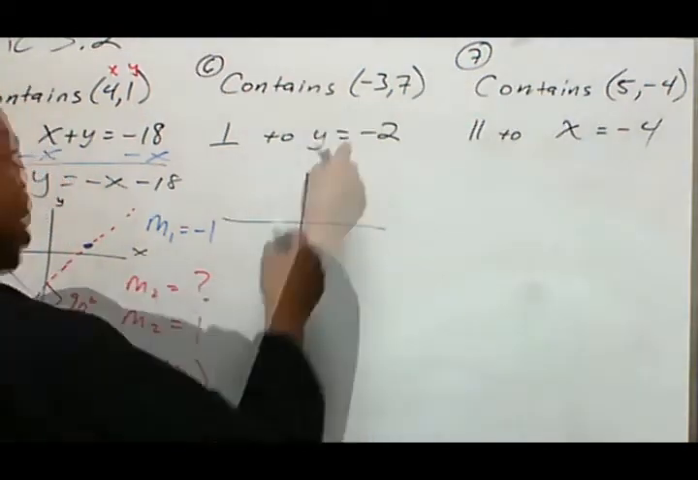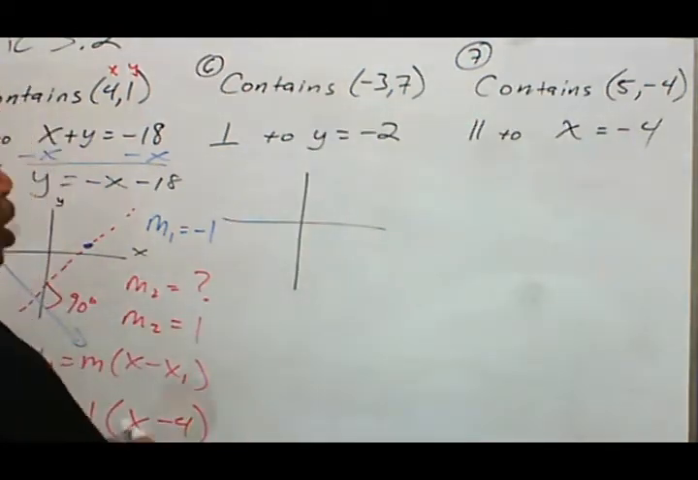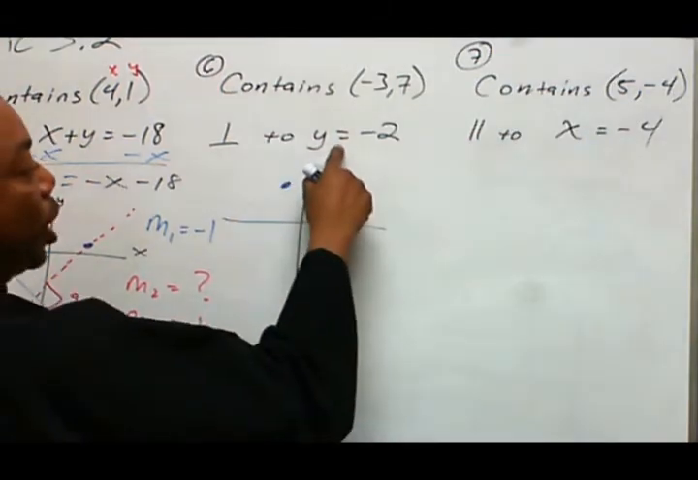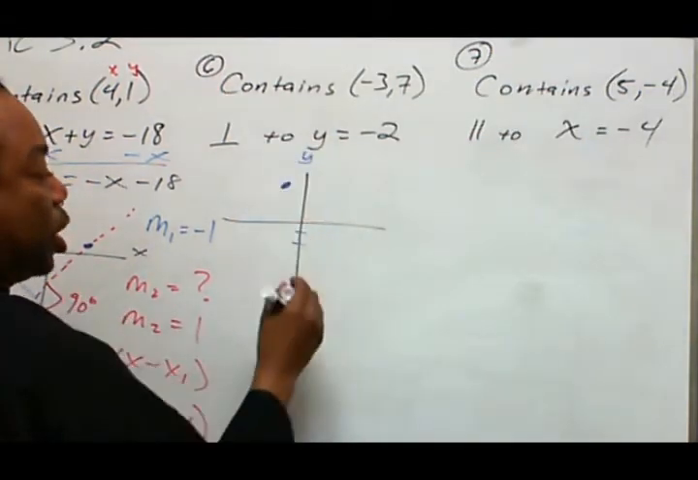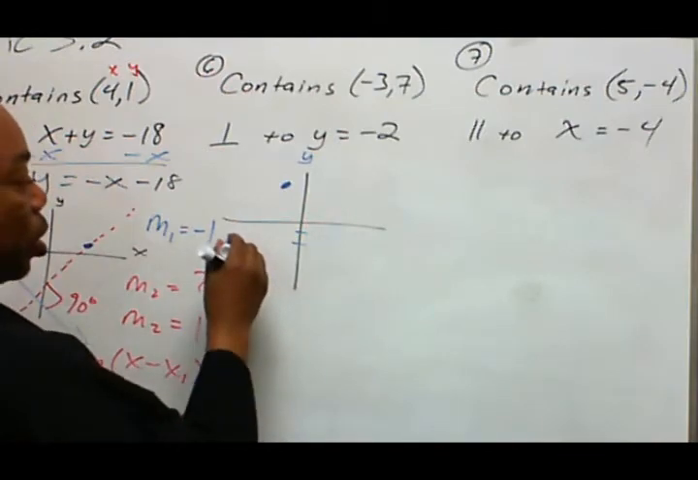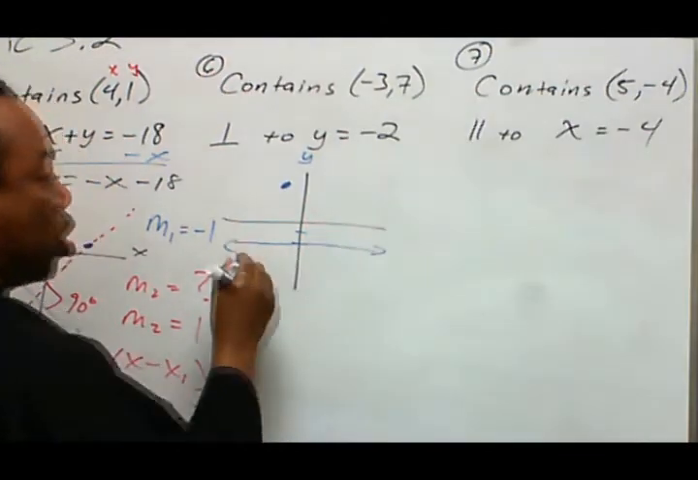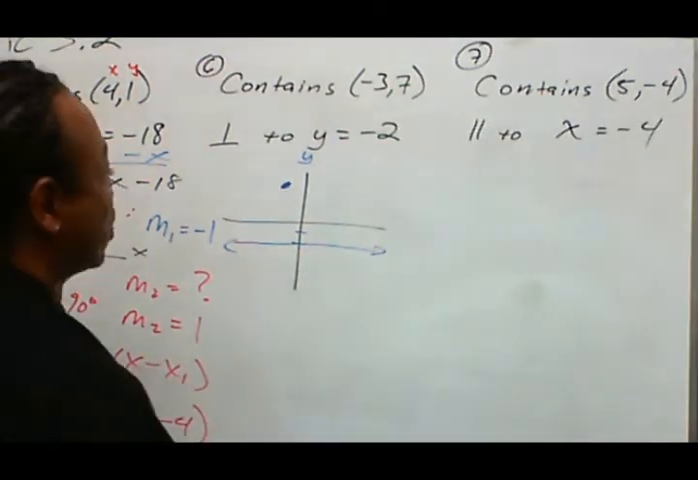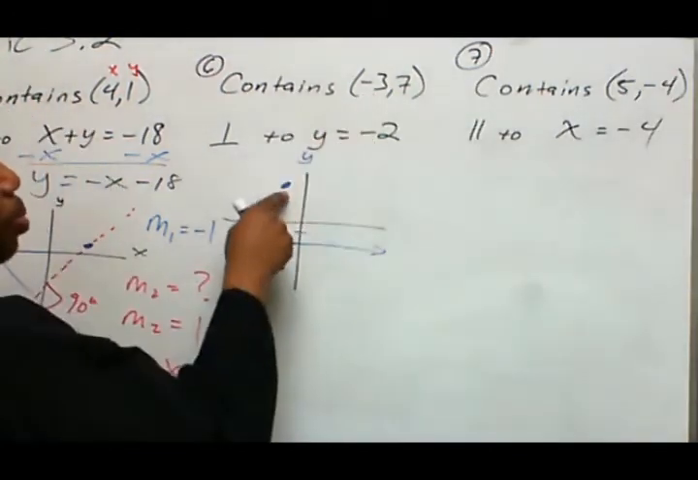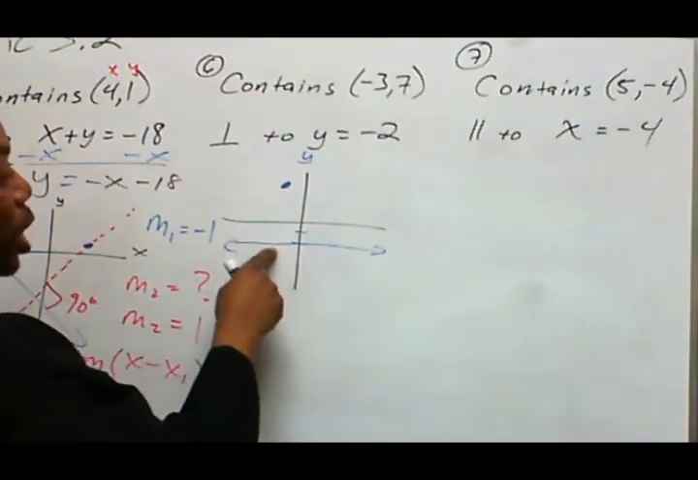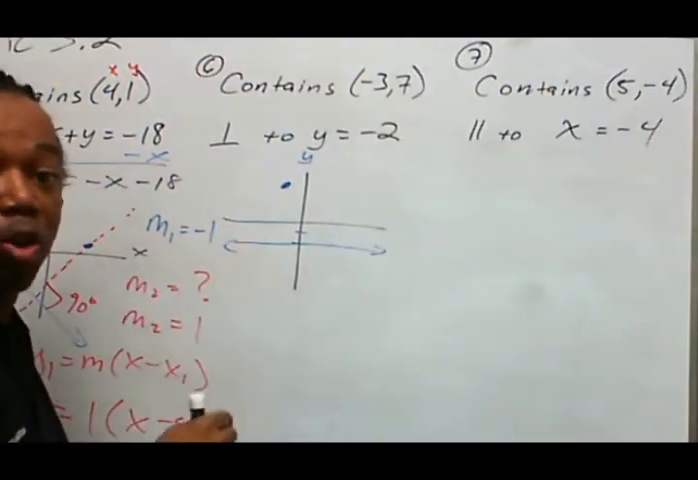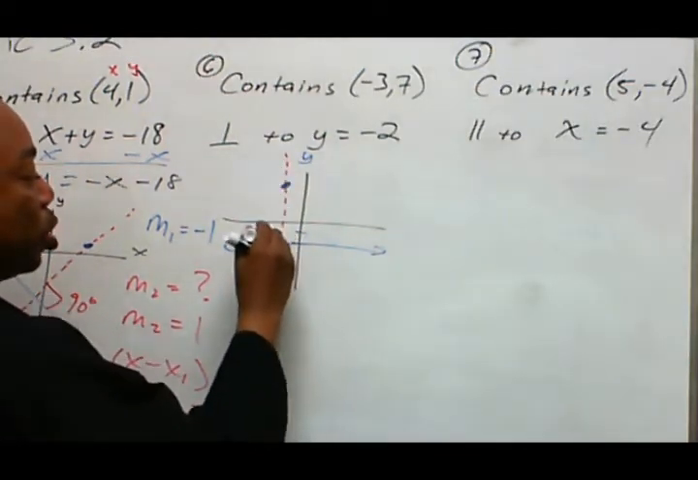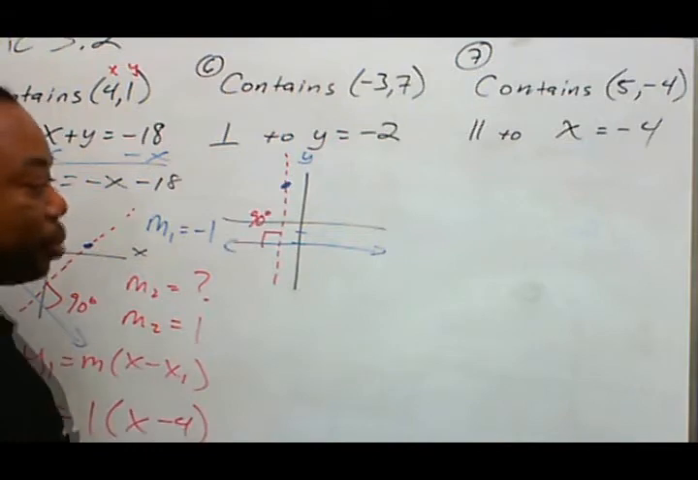We have a point (negative 3, 7). Negative 3, 7 is just about in this area right here. And y equals negative 2 is going to be a horizontal line along right there. Now what we're looking for is a line that's going to go through (negative 3, 7) and hit this line perpendicular, or at a perfect 90-degree angle. So the line that we're looking for looks just like this.